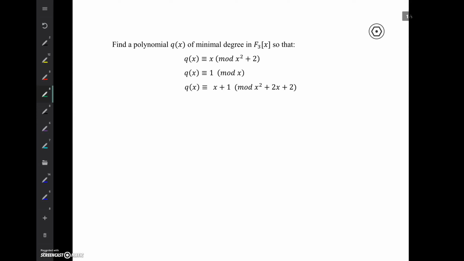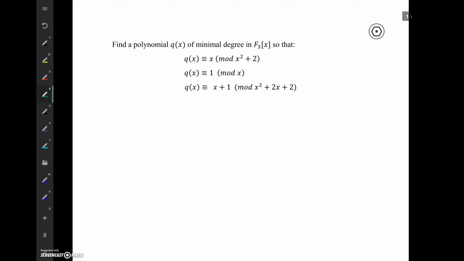Alright, so we're going to try this out here. The problem, we're going to be using Chinese Remainder Theorem. The problem is we have to find a polynomial of minimal degree so that it satisfies these three congruences. Alright. So like I said, we're going to use Chinese Remainder Theorem.